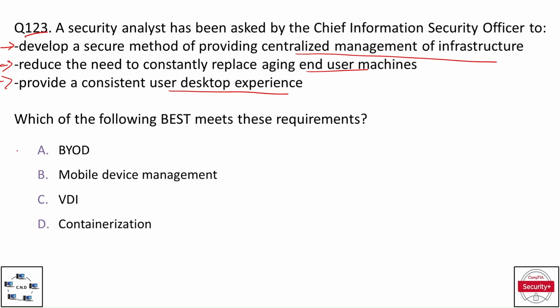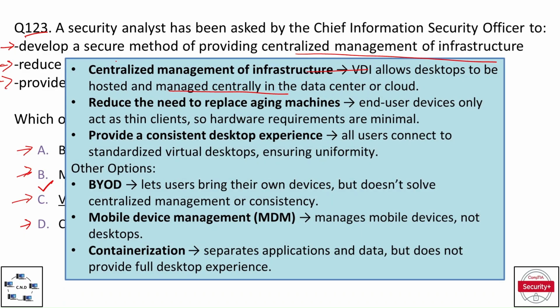The options are option A, BYOD, that is bring your own device. Option B, mobile device management or MDM. Option C, VDI, that is virtual desktop infrastructure. And option D, containerization. And the correct option is option C, VDI, that is virtual desktop infrastructure.